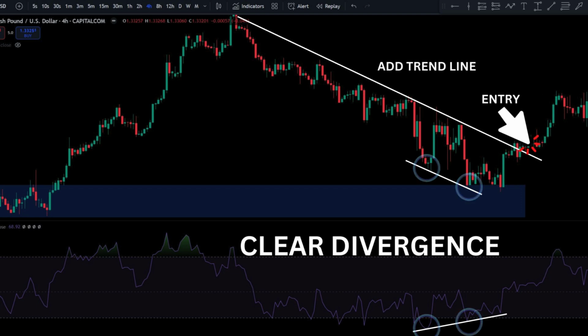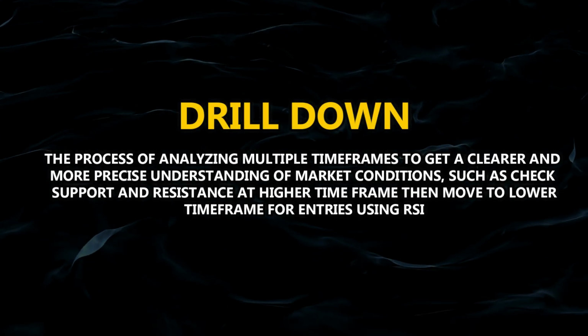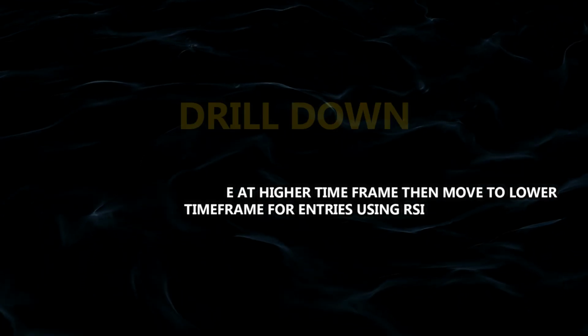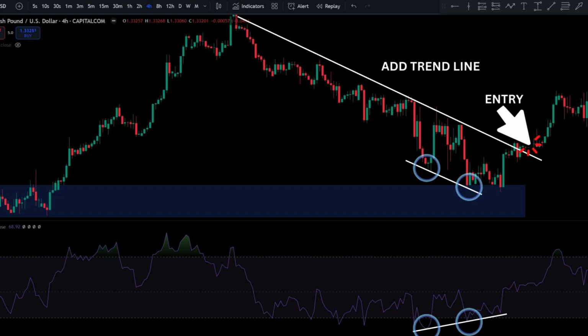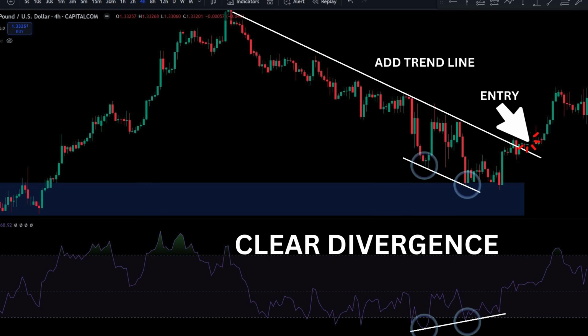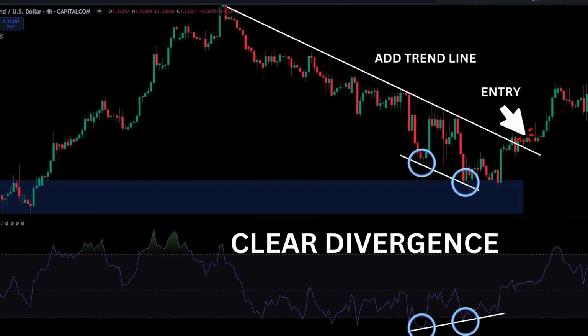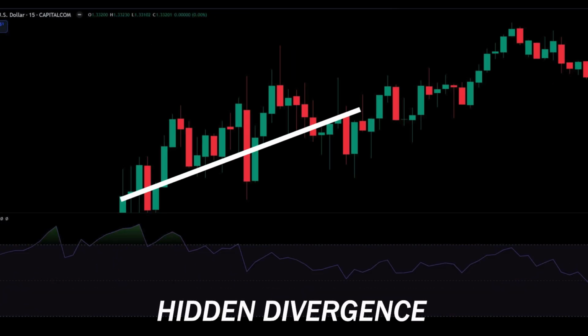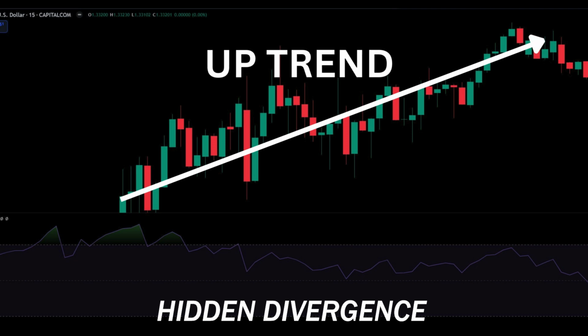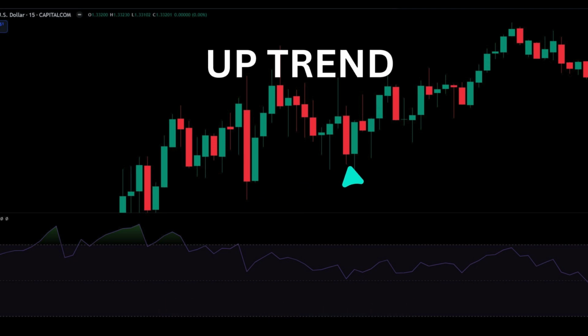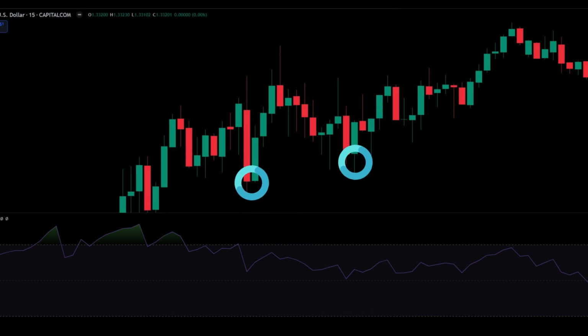In essence, the drill down technique involves checking support and resistance on a higher time frame. Once confirmed, then drill down to a lower time frame to identify and refine your entry using RSI divergence and trend line. Now to hidden divergence. This is a clear uptrend. Pay attention to these swing points and their corresponding levels on RSI.